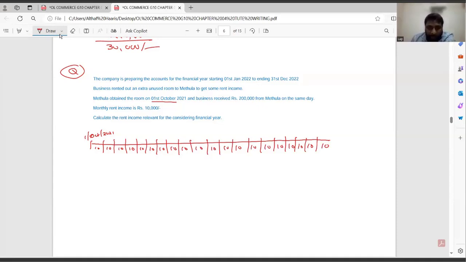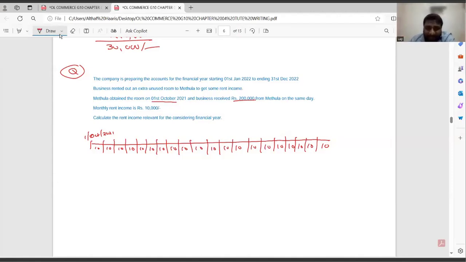He gave me 200,000, no? 200,000 means Methula has given me money for how many months, people? For 20 months. But it is not relevant. I don't care whether he gave me the money or not. The amount relevant for the period, that's it.